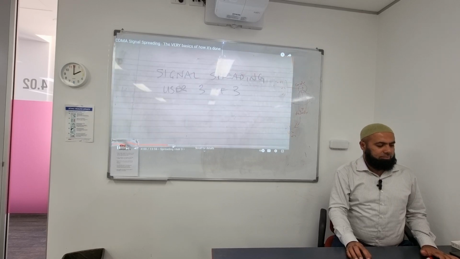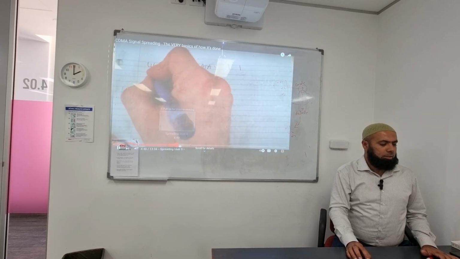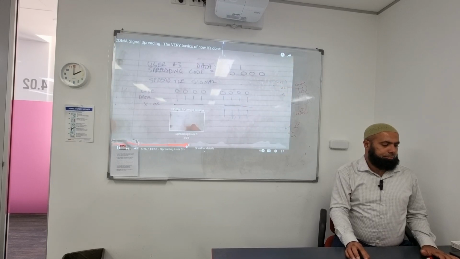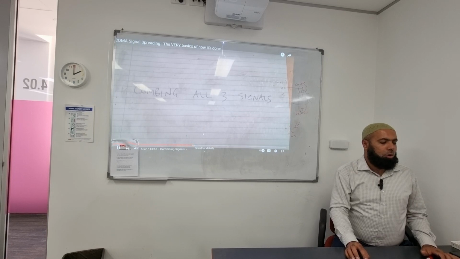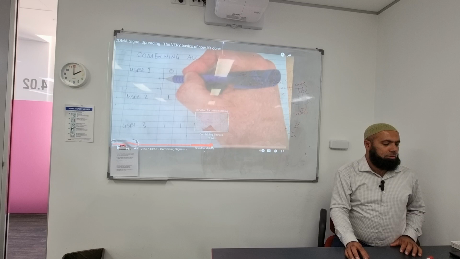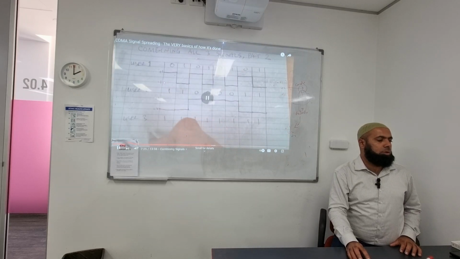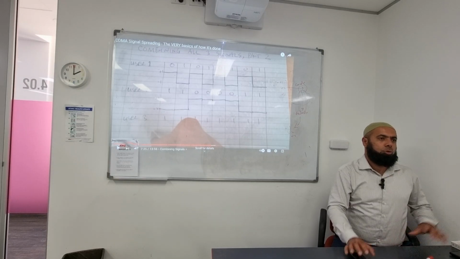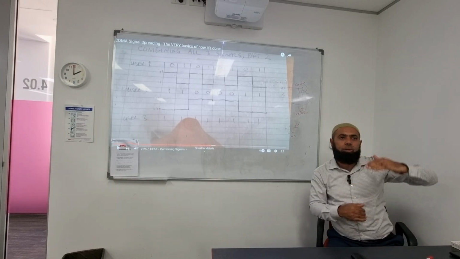Similarly for user 3, that's a simpler one, which is 11 with 00000. So you get all 1s. Okay. Now you have all 3 signals available. What you need to do is write them in the form like this: user 1, user 2, user 3. Make a line like that, so you know that they are bit by bit. You need to add them.